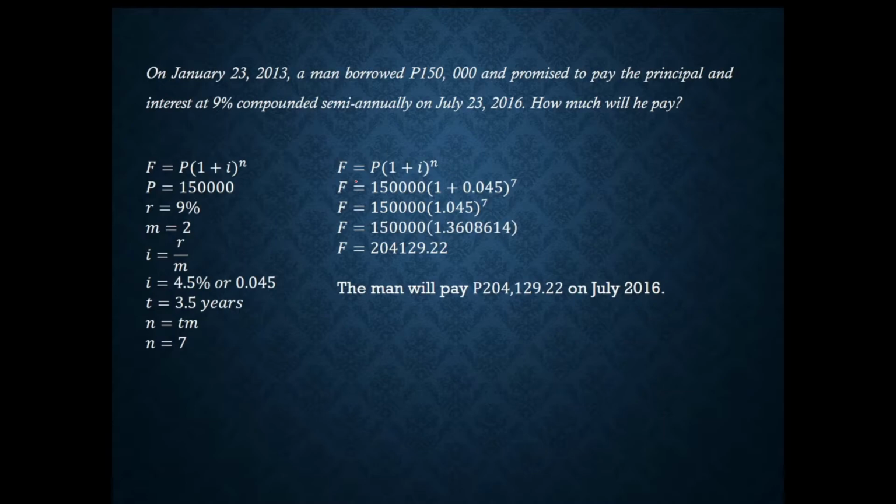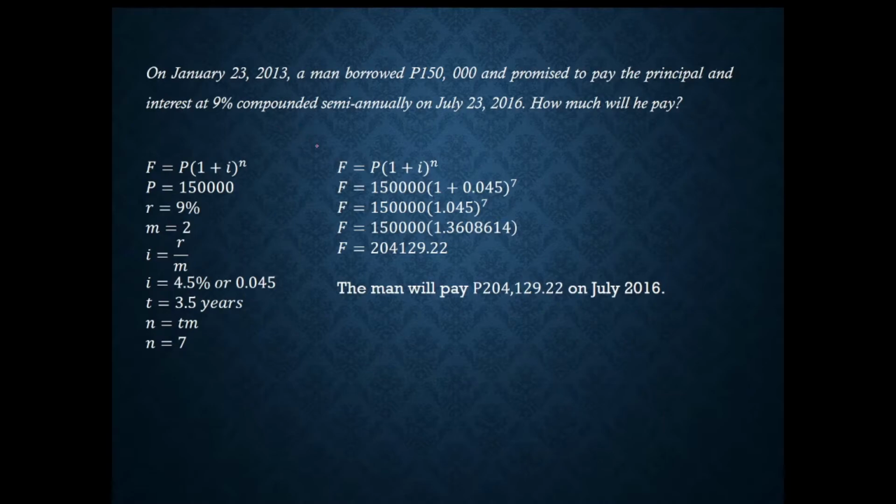Okay, so let's have another word problem. Again, we need to just identify the given values and substitute that to our formula. I'll leave it up to you to check whether I did a correct solution here. For the final amount in our word problem, let's say the given: on January 23, 2013, a man borrowed 150,000 pesos and promised to pay the principal and interest at 9% compounded semi-annually on July 23, 2016. So how much will he pay?